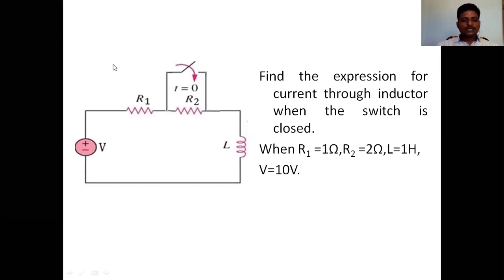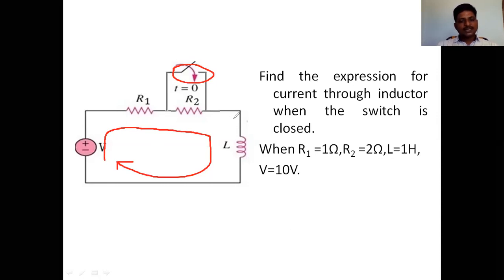See here, when the switch is open, which means before closing the switch, current will start at the voltage source. It will flow through R1, R2, the inductor, and go to the source again. So this is the path of current. Also you know that an inductor initially acts as an open circuit, but at steady state it acts as a short circuit, which means this inductor will act as a short circuit before closing the switch. Therefore current I is equal to V by R.